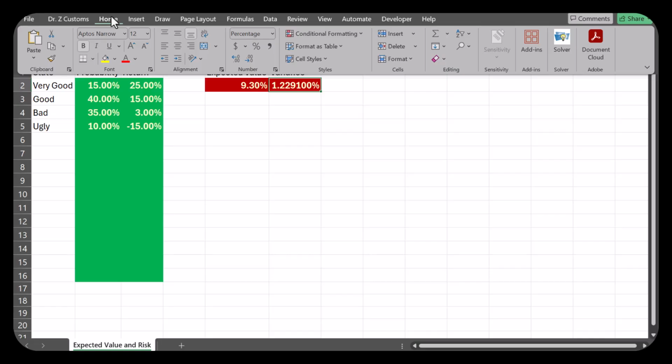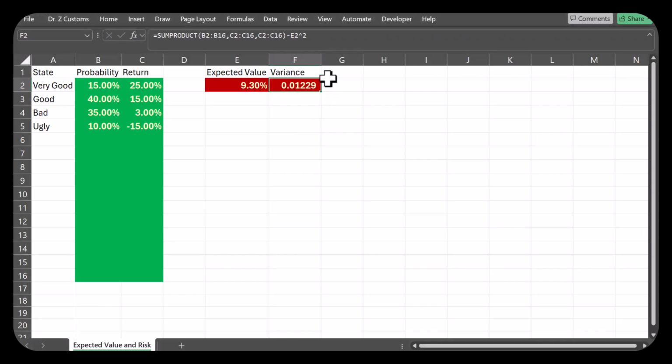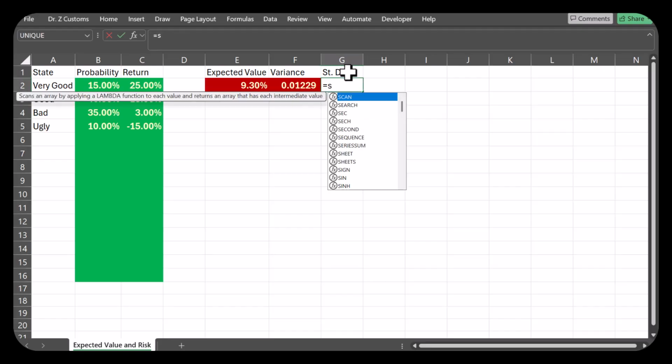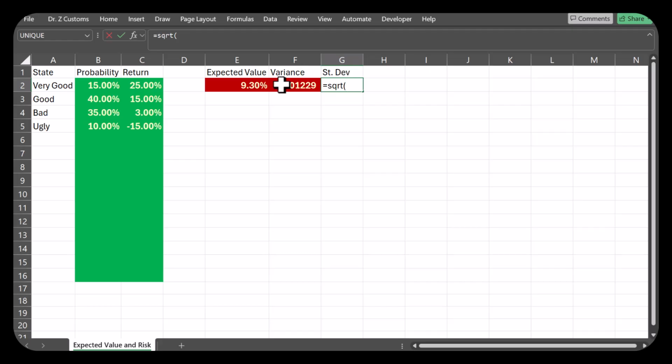Variance does not have the same units as the returns. It's basically squared. So I'm going to leave this as a kind of number like that. Standard deviation, or let's call it ST_dev, is simply the square root of this number.